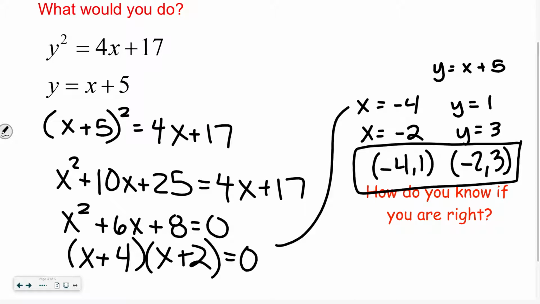How would you know if those answers are right? How would you check them? Yeah, put the x and y into both equations. They should both be true. I'll just choose negative 4, 1. Negative 4 is x. So 4 times negative 4 is negative 16 plus 17 is 1. Does that equal 1 squared? Yeah. And y is 1. Is that equal to negative 4 plus 5? Yeah, so it worked in that equation. And then if I plug negative 2, 3 in, that will work for both of them as well.